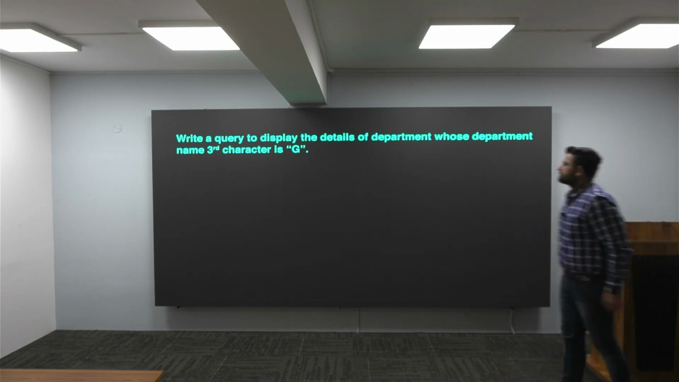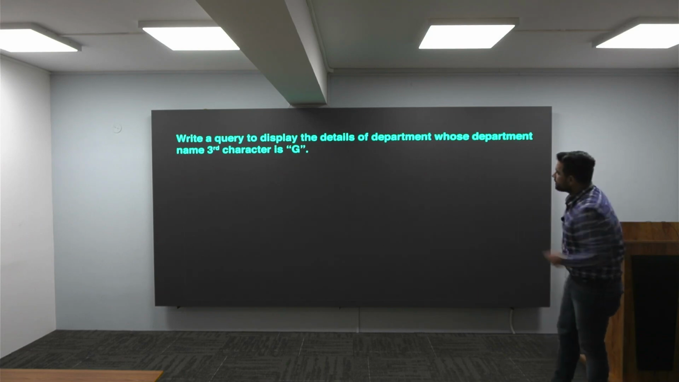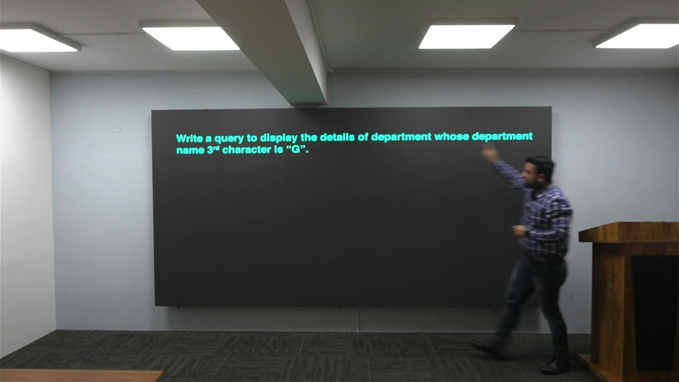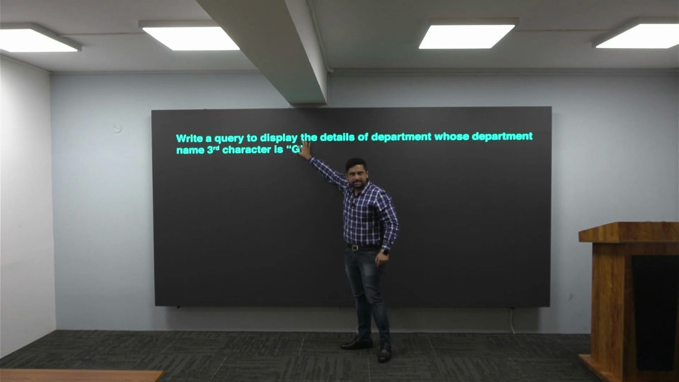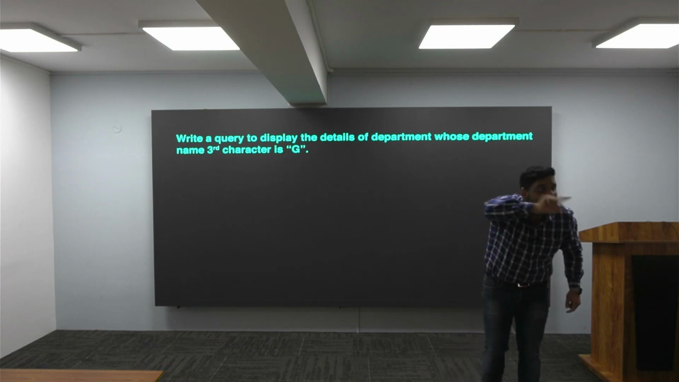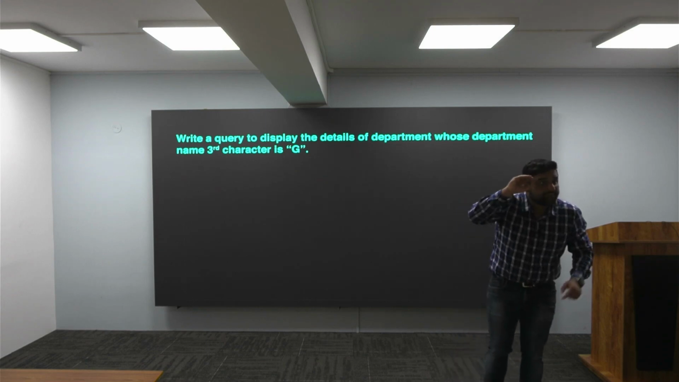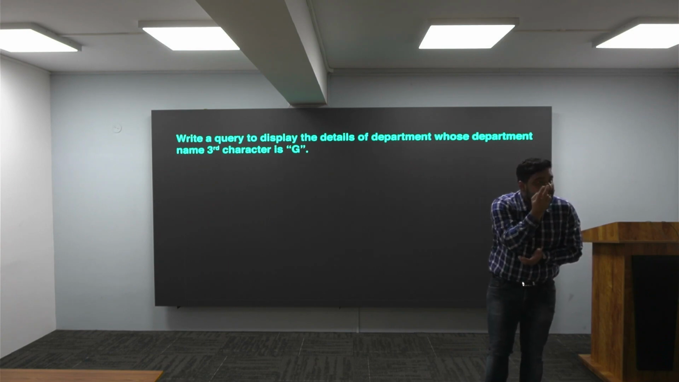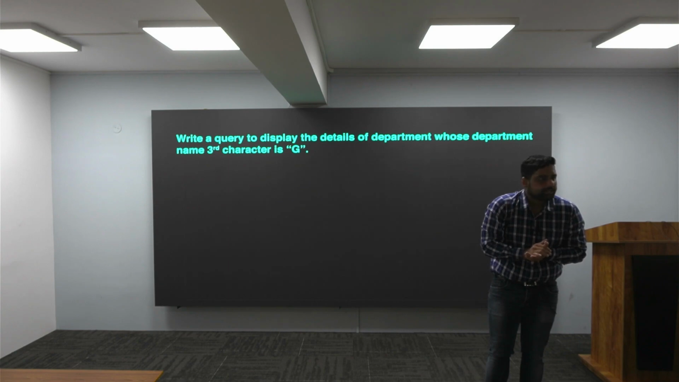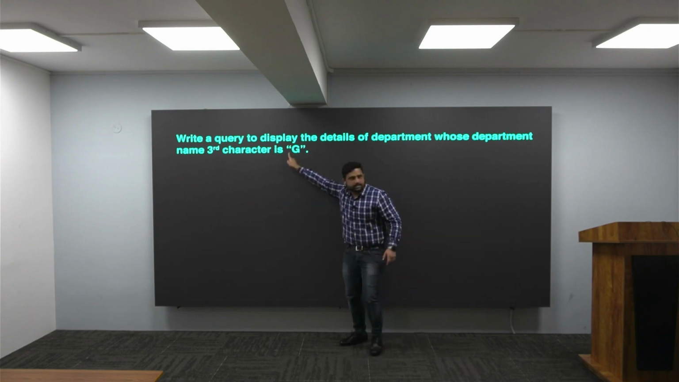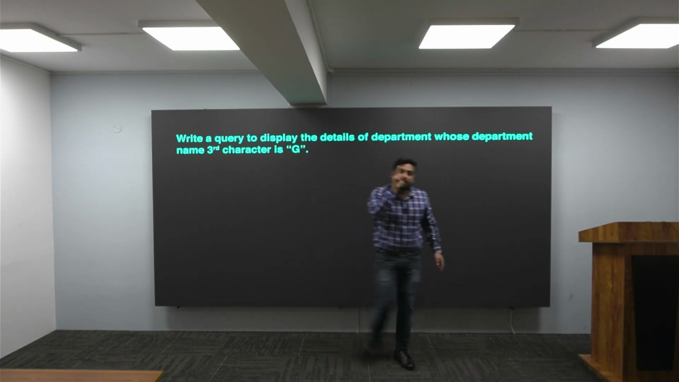So please focus everyone. We have to write a query to display the details of department whose department name third character is G. They have given third character should be G. So we have to check from the beginning. If third character is G, before G, how many characters we can have? Two characters we can have. So this information we know and we have to match exactly two characters. What we can use here before G? Underscore. One underscore will match one character. Again one more underscore will match one more character.